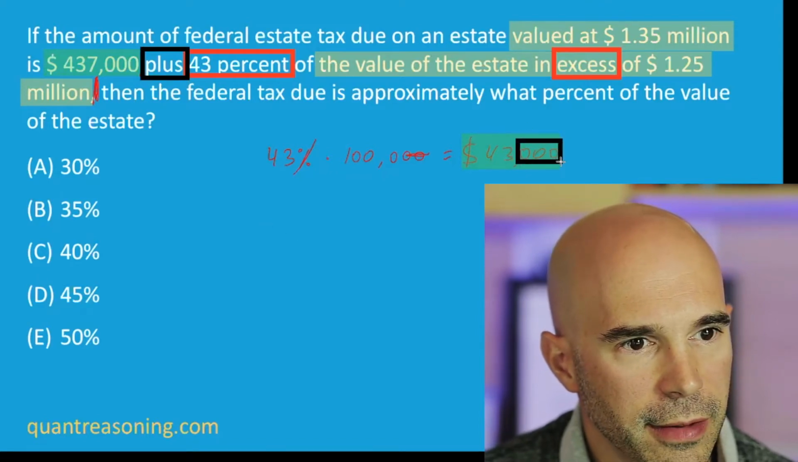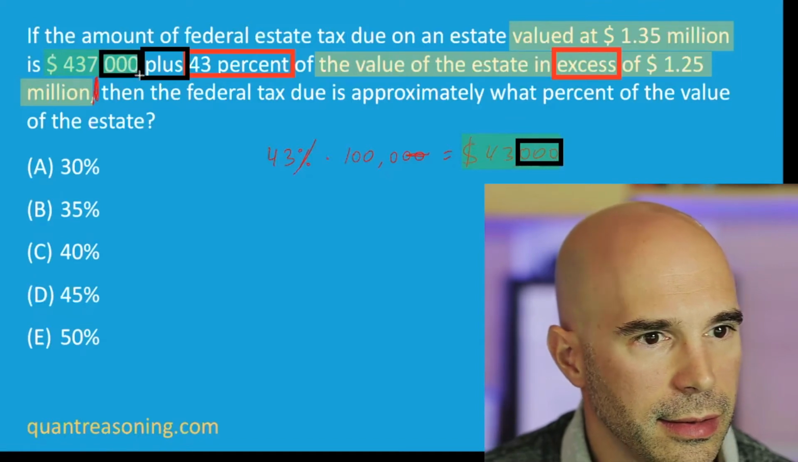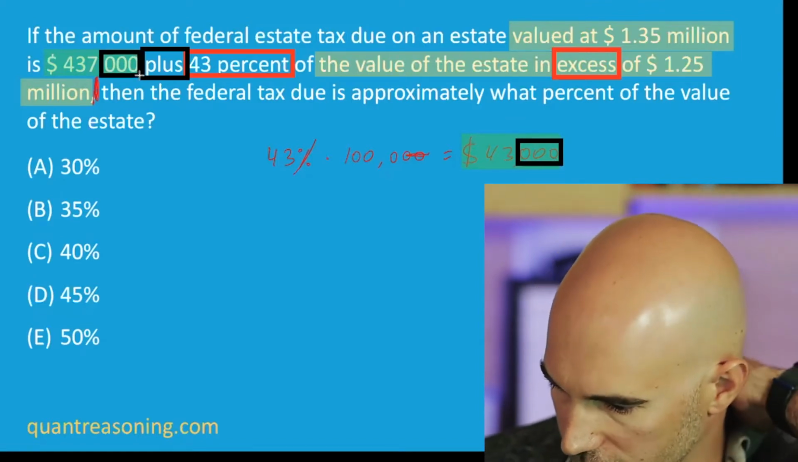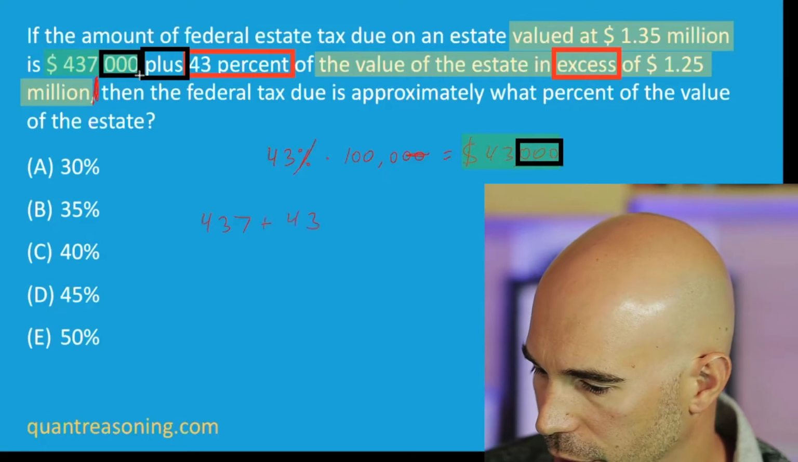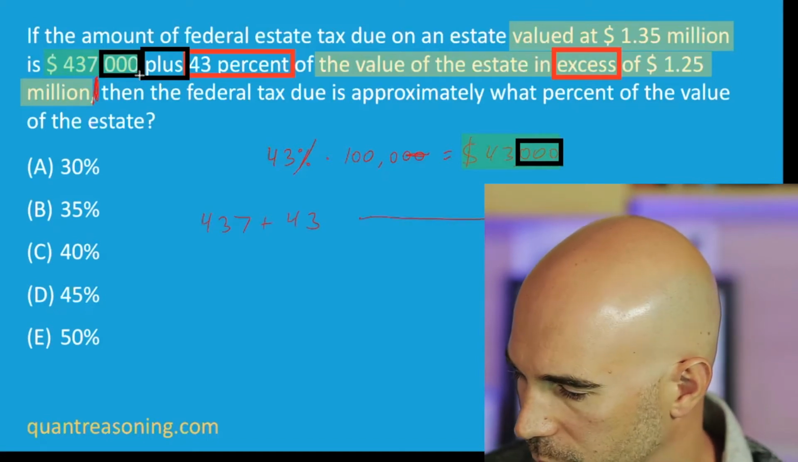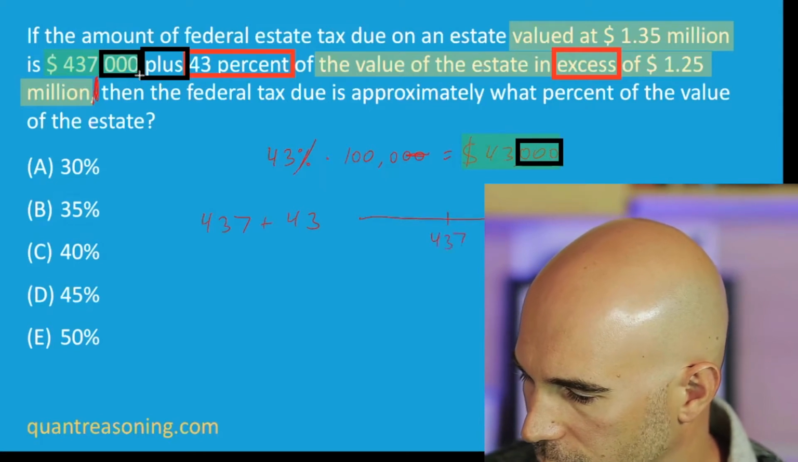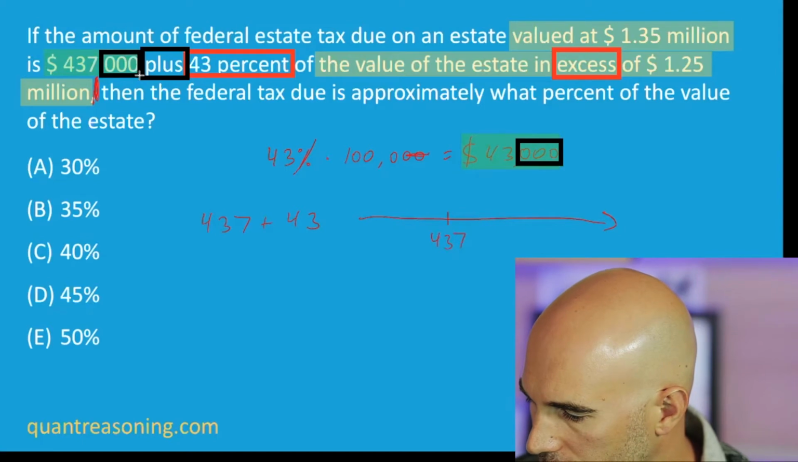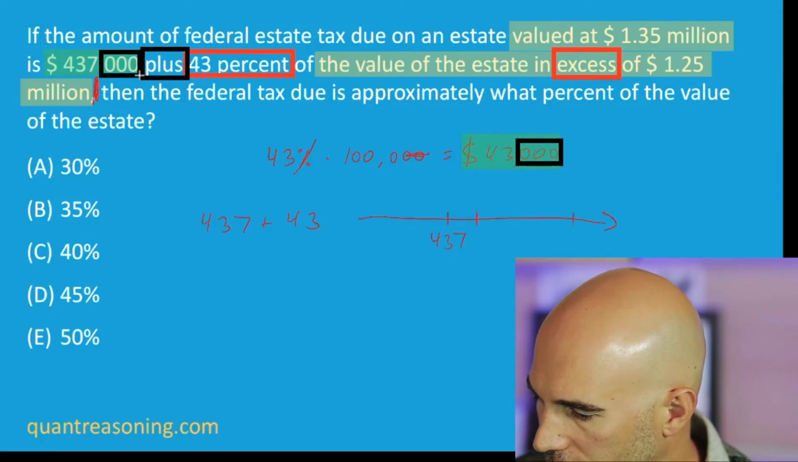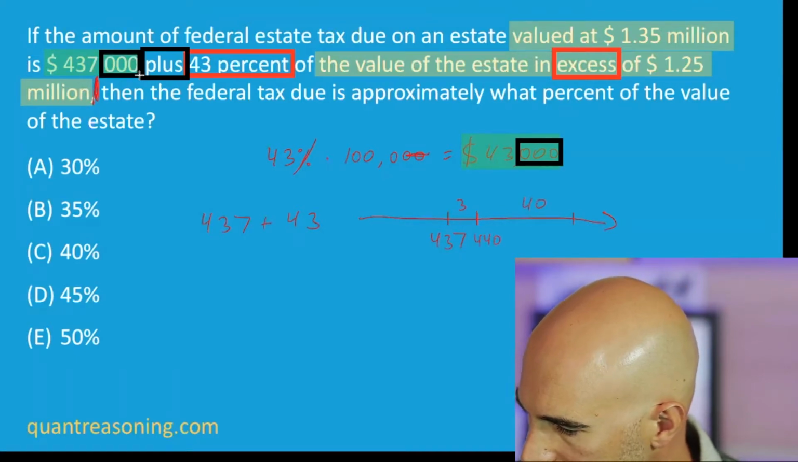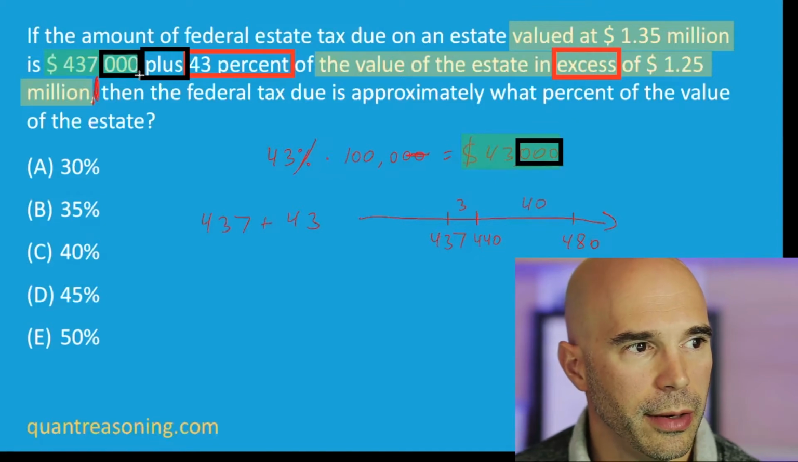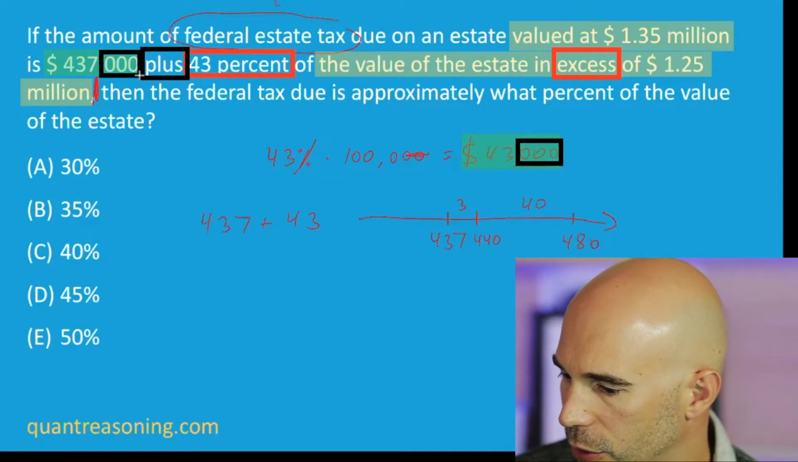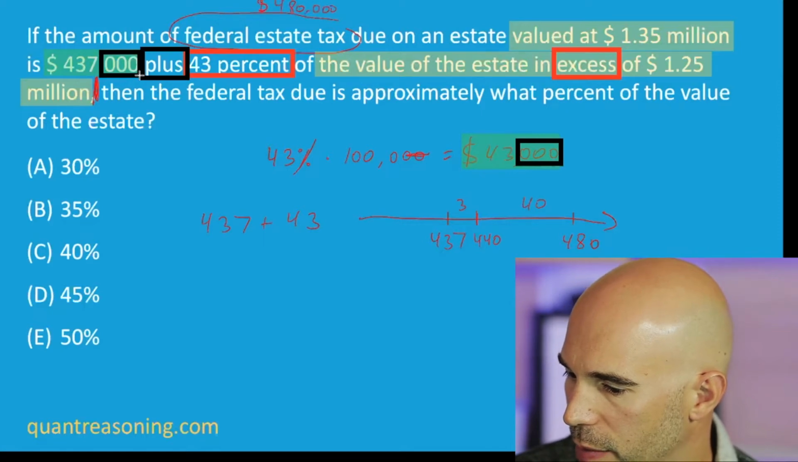To add them, it might be easier if I momentarily ignore the zeros, because they both have three zeros. What's 437 plus 43? I think a lot of people would make a mistake here. If you do tend to make a mistake when adding such numbers, use a number line. Here's the number 437. I want to add 43 to it, but I don't have to add 43 all at once. I can just add 3 first and then add another 40. So adding 3 gets me to 440, and adding another 40 gets me to 480. So we did a lot of work already, but we now know that the federal estate tax is $480,000. And now I'm ready to keep reading.